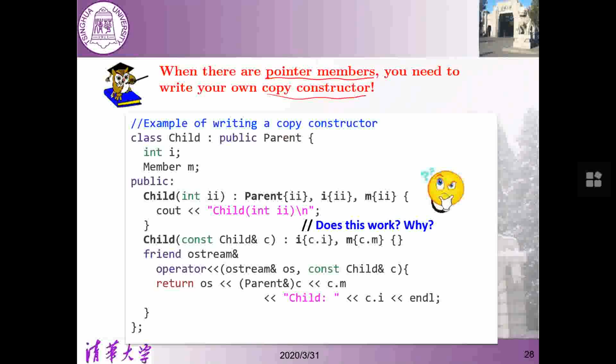How to write it? We may write it in this way. Does this work or not? We have the child. We want to copy the child. Then we copy the member, and then we copy I from the child object. Does this work or not?